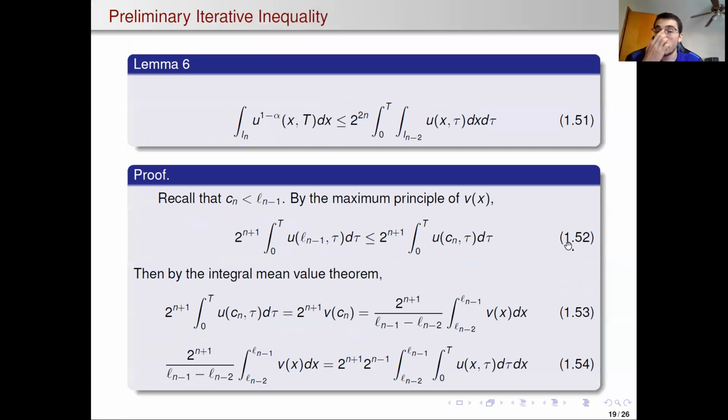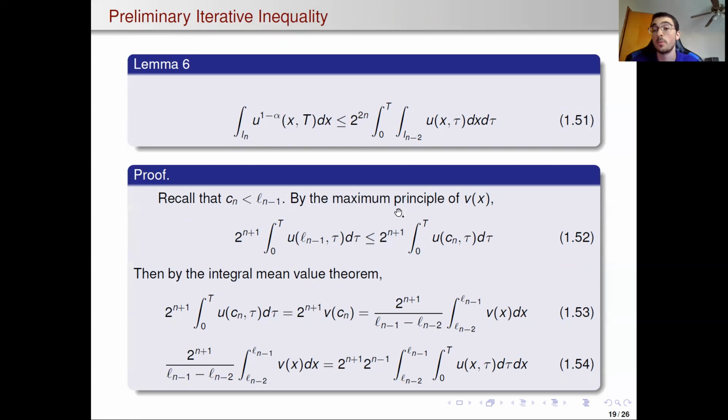So now we have another iterative inequality. The integral over I_n of u^(1-alpha)(x,t) dx is less than or equal to 2^(2n) times the integral from 0 to t of the integral over I_(n-2) of u(x,tau) dx d tau. So to prove this, we're going to first recall that C_n is less than L_(n-1).